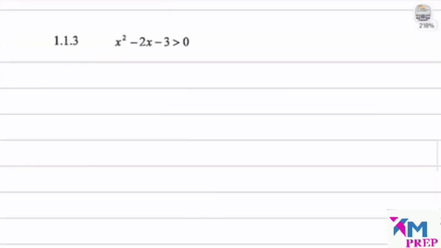Question 1.1.3, we are asked to solve for x given this quadratic inequality. Because we have a quadratic expression on this hand side, we have to factorize this. So to factorize this expression, we open up 2 brackets, and it is still greater than 0. Then we ask ourselves, what multiplied by what gives you x squared? That would be x multiplied by x. And what multiplied by what gives you a negative 3? The factors of 3 would be 3 and 1.